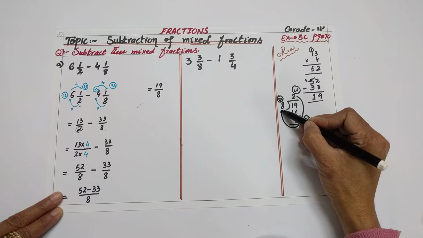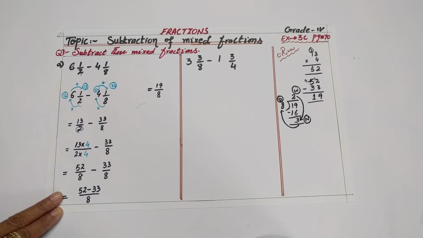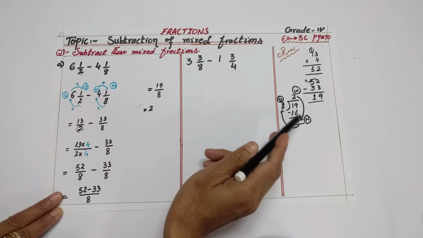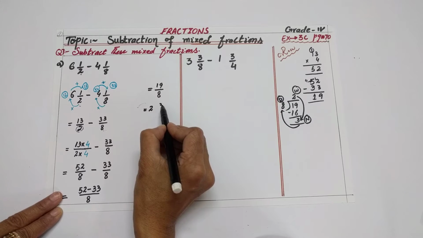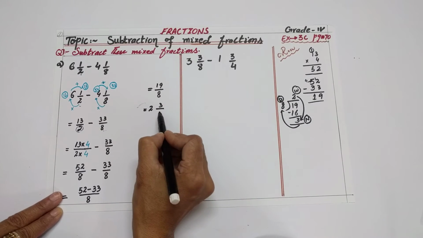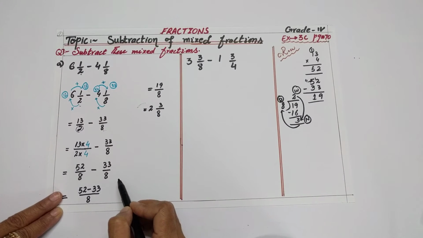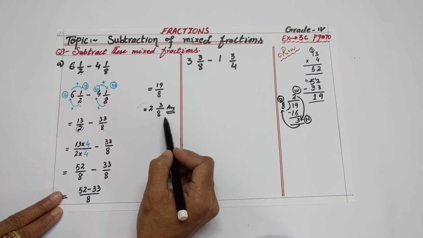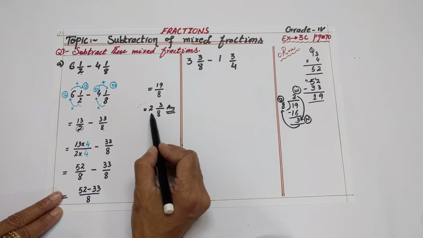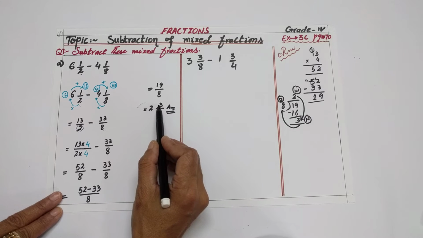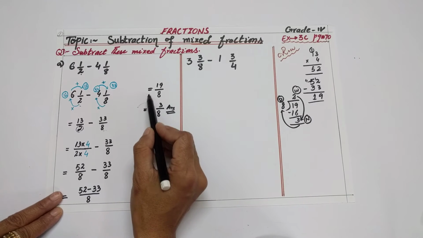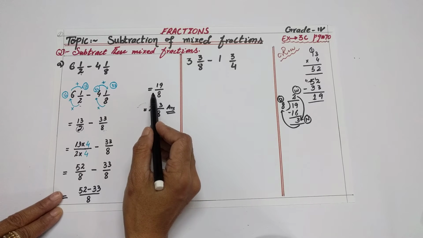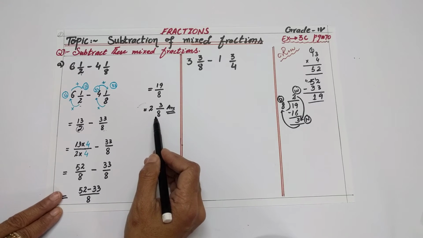So firstly we will write 2, because in a mixed fraction firstly we write the whole number, then we will write the numerator. 3 is the numerator and 8 will be the denominator. That is our required answer. You can check your answer by the same method. 8 2s are 16. 16 plus 3 is 19. You can get your improper fraction again. If you are getting the improper fraction again, then that will be your correct answer.